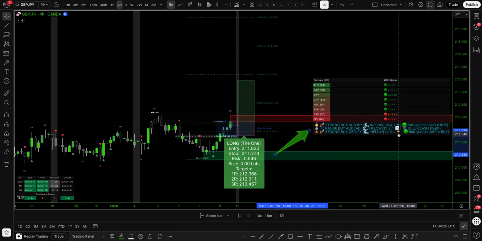This is also telling us money's being pushed. So we can see strong buy. Money's being pushed in the market. Money's definitely being pushed in the market. And then we also have a bullish ignition as well. But the bullish ignition is telling us which one of the two future pairs are pushing.